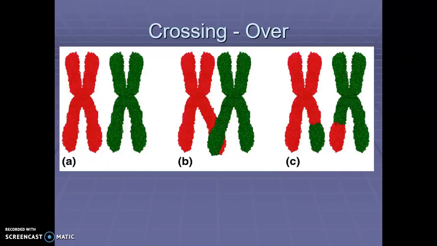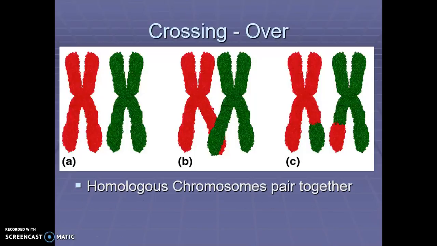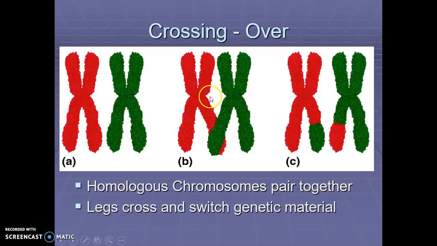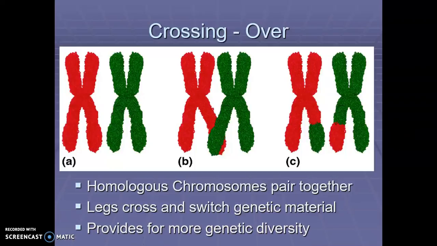Crossing over is when a homologous pair, so let's say red is from mom, green is from dad, they pair up because they carry the same genes, maybe different versions of that gene, but they code for the same thing. Okay? And what they can do is they can actually cross the legs of their chromosomes and trade parts of their genetic material. So now mom's chromosome has something new. It's got a new combination here. And dad's chromosome has a little new combination here that I got from mom's. Okay, so they're actually going to switch genetic material. And the whole point of this is because it provides more genetic diversity. You get more variation in those chromosomes now because they've got new genetic material that wasn't there before.